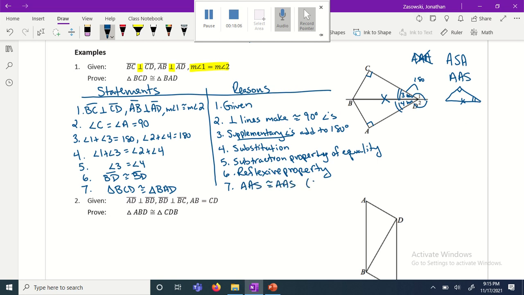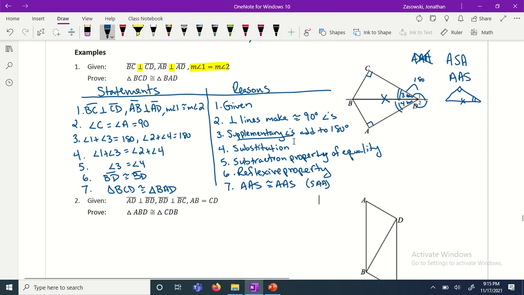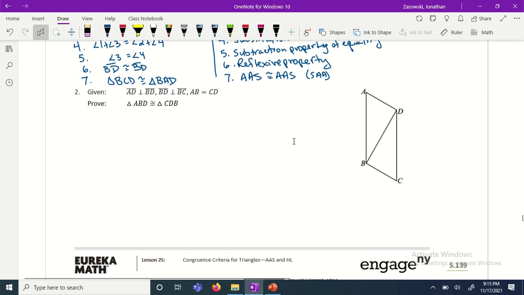And you could also put down side, angle, angle. That's the same theorem. It's just written backwards. Okay? So there's angle, angle, side. So the next one we're going to do is going to be a hypotenuse leg.